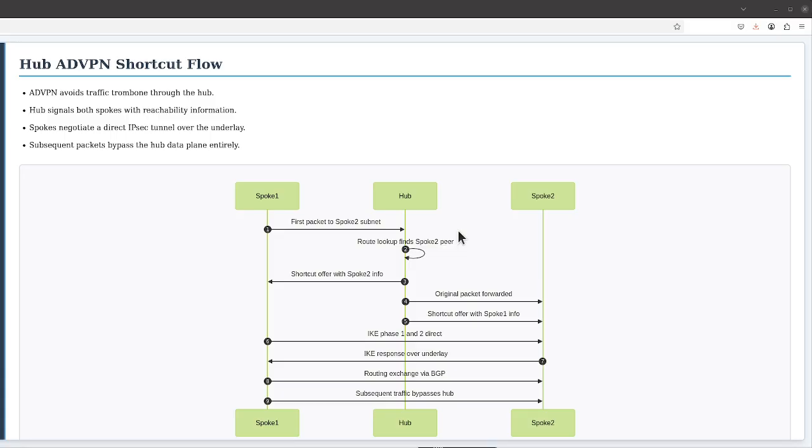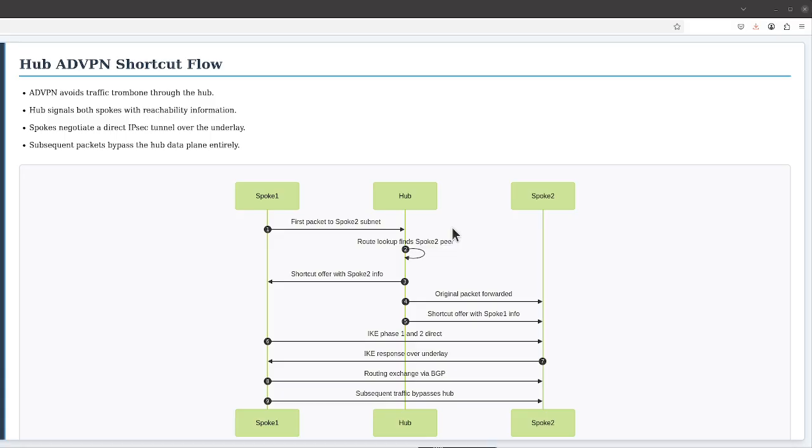It sees that the destination belongs to Spoke 2, which is also connected as a dial-up peer. Rather than simply forwarding the packet, which would work but is inefficient, the hub recognizes this as an opportunity for a shortcut. The hub sends a shortcut offer message back to Spoke 1, containing the information Spoke 1 needs to reach Spoke 2 directly.